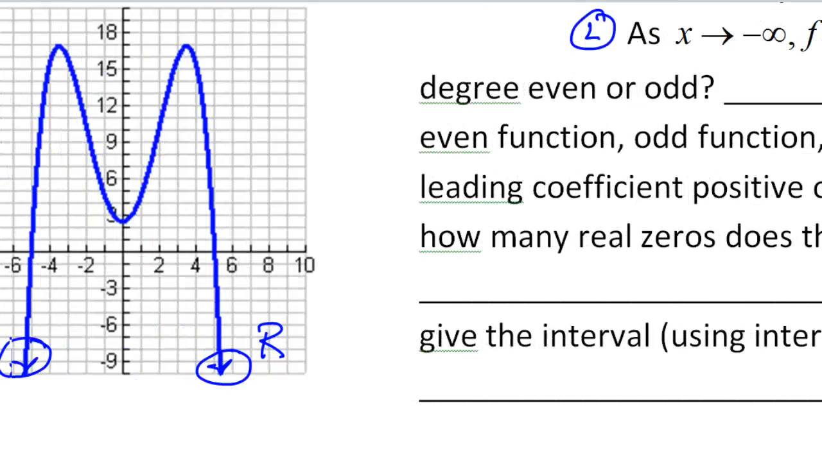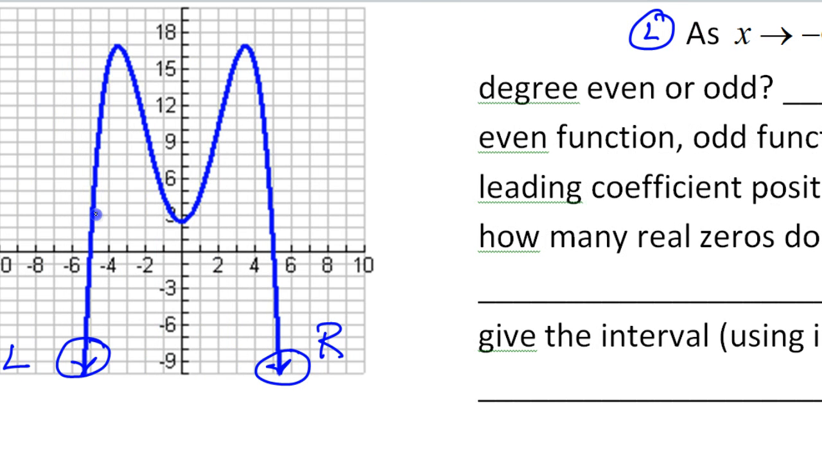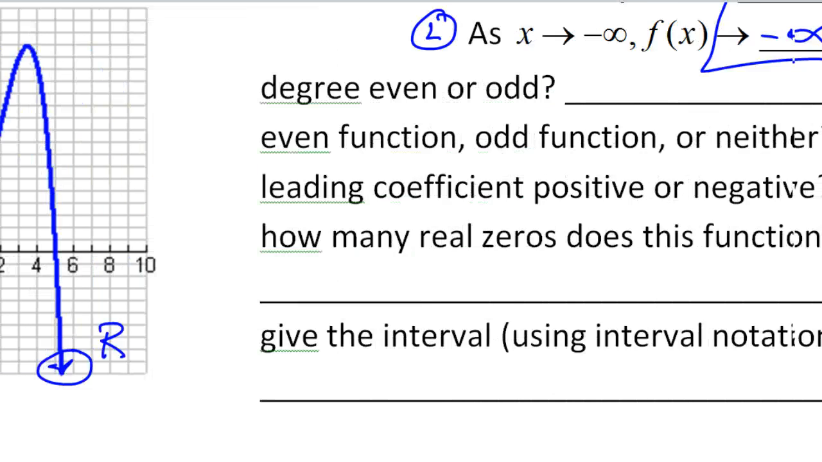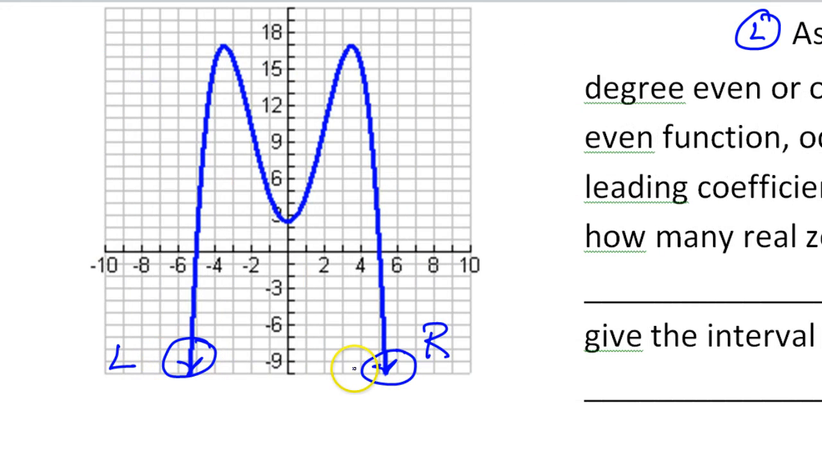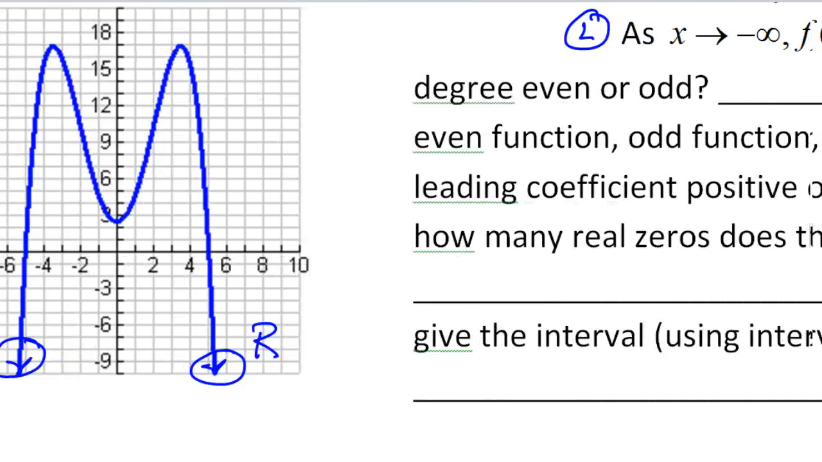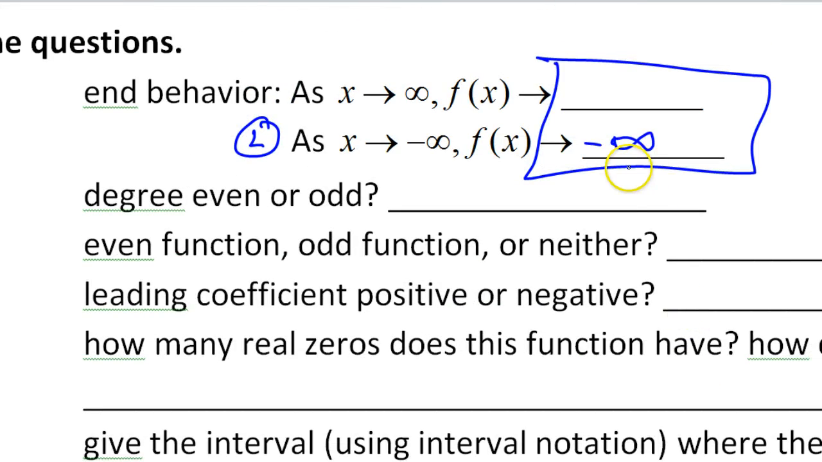What happens on the right-hand side of the graph? I go up, I go down, I go up, but in the end, I go down, down, down on the right. So the y values are falling towards negative infinity on the right-hand side as well. Negative infinity on the left, negative infinity on the right. So that negative infinity is the one on the left. This one is the one on the right.